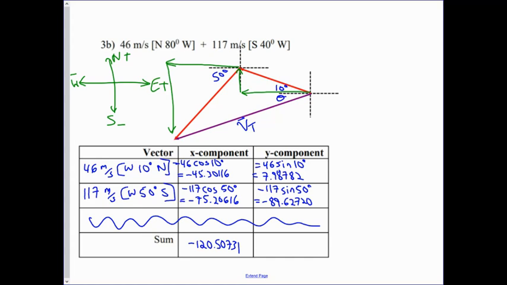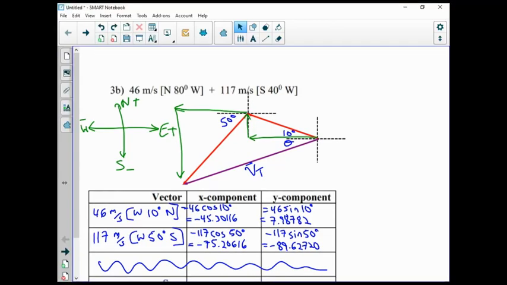A negative x component means it's going to the west. Now, our negative x component, right? If I come out of my full screen here for a minute, let's just find our highlighter. There's our highlighter. We're looking at this one plus this one. We add those 2 together, and we get that negative 120.